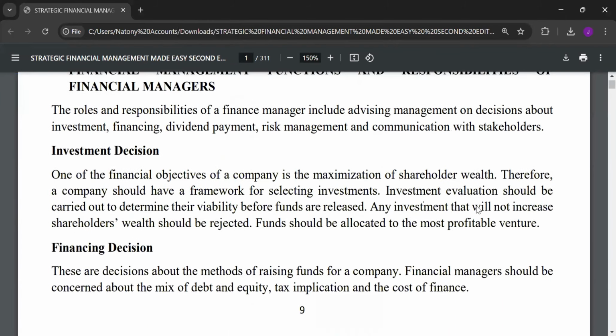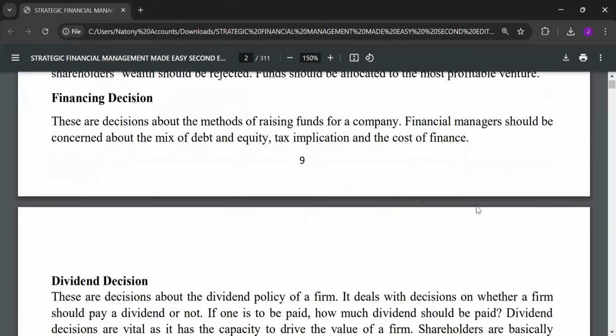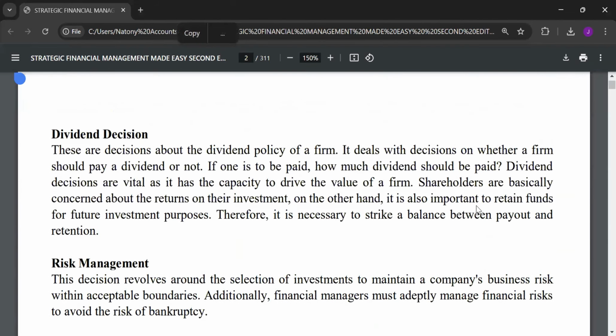For a finance manager, there are some decisions that you are expected to carry out. The first is the investment decision, financing decision, dividend decision, and also risk management. So basically, looking at the course, strategic financial management, it will center around your investment decision and your financing decision. However, there is going to be dividend policy and all of that. But your investment decision takes you to investment appraisal and different methods of appraising an investment.